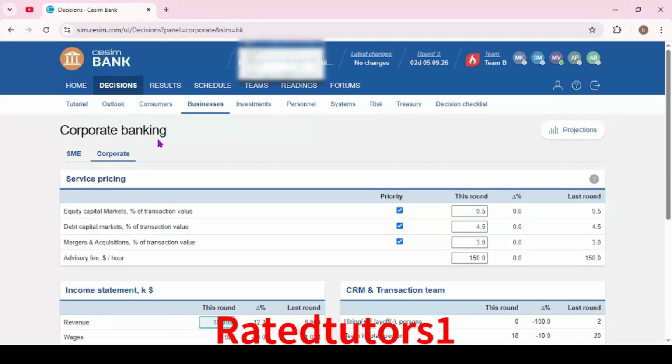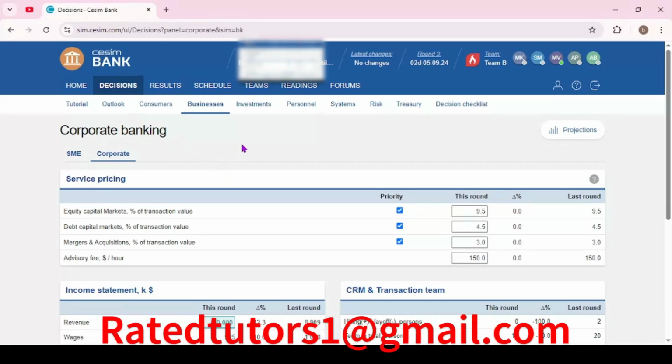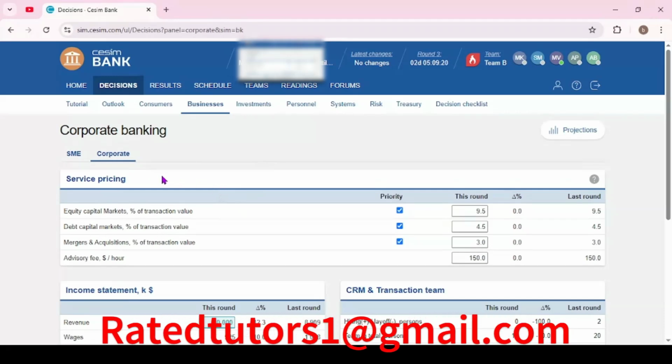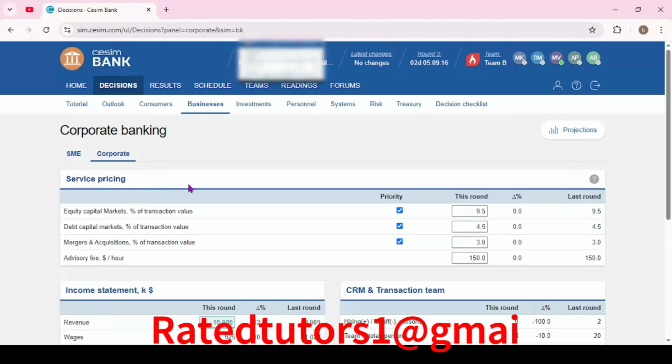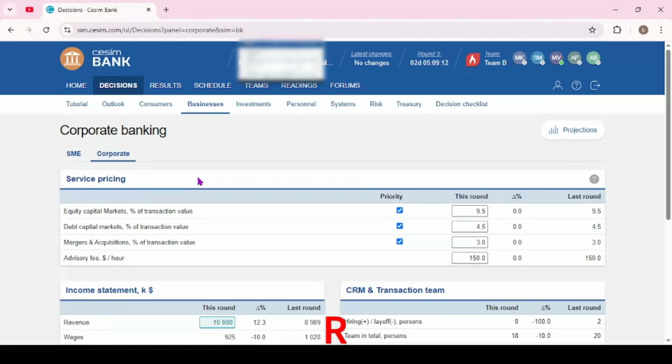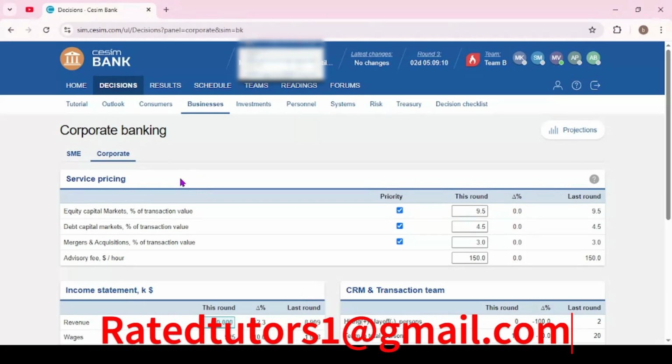Under the corporate part of business, this is also called institutional banking. Remember that this one has a higher margin and a high value relationship. It has a lower volume than the SME, but with large loan sizes and stronger clients.